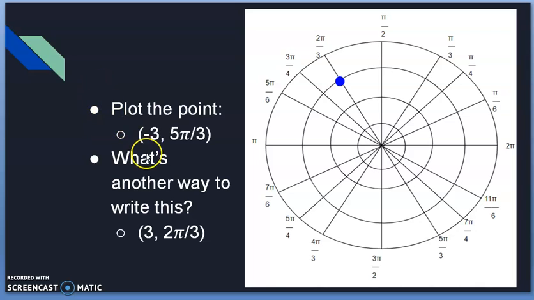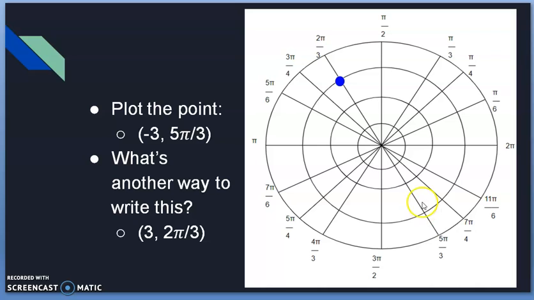Let's now graph the point (-3, 5π/3). Well, we can first think of this as (3, 5π/3), and then we'll deal with the negative in a second. So we'll go out 1, 2, 3 units and go across the polar plane to the angle 5π/3. However, this is not (3, 5π/3). This is (-3, 5π/3).